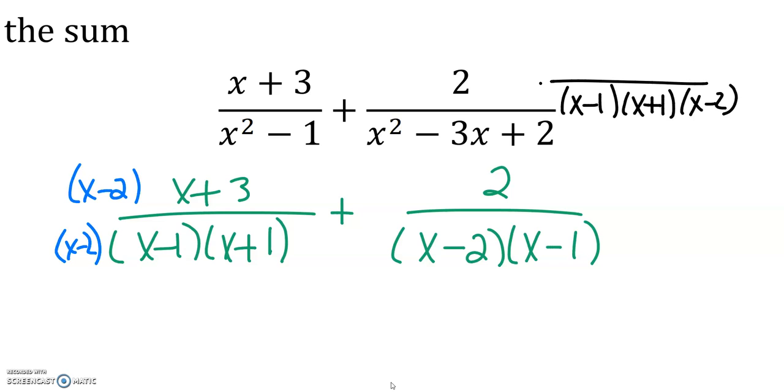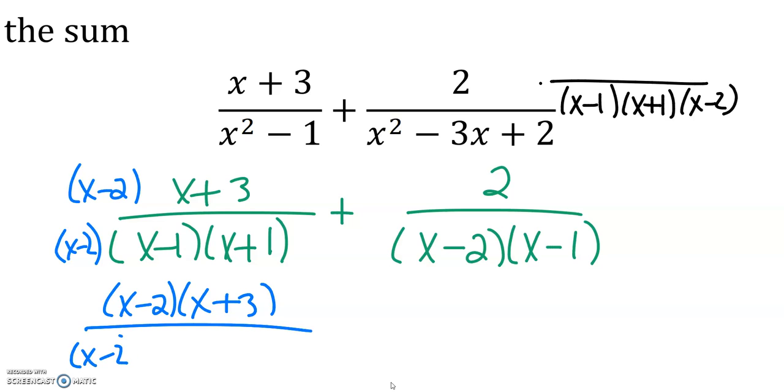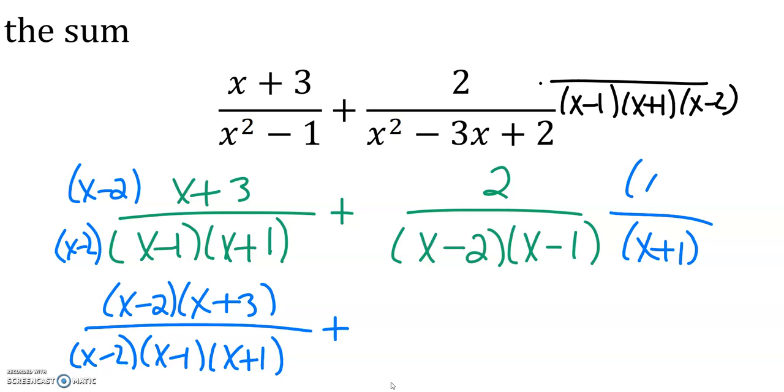And so we're going to end up with x minus 2 times x plus 3 all over our common denominator, which is x minus 2 times x minus 1 times x plus 1. And then what is missing on the other one? Well, it has an x minus 2, it has an x minus 1, it just needs an x plus 1. So we're going to multiply top and bottom by x plus 1.